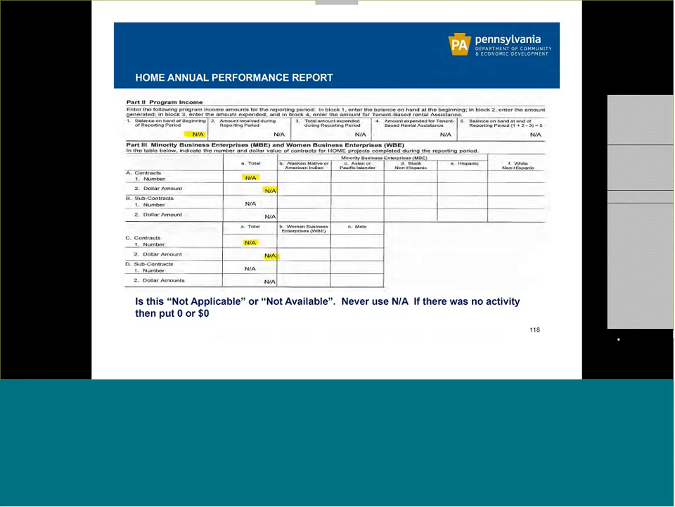Again, our wonderful not applicable. If you don't have any activity, you mark it as 0. And again, with everything, it should be 0. And if that's the case, get the program done and closed out so that you don't have to report on it next year.